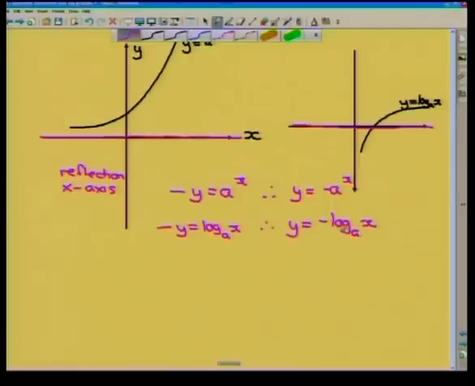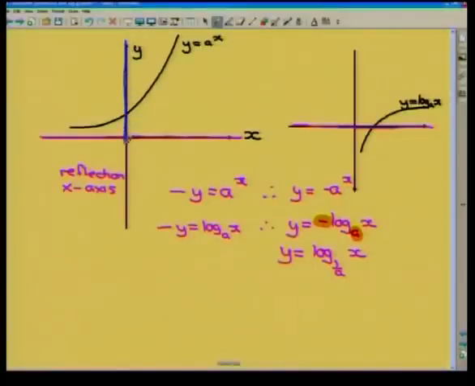And you might remember at one stage I actually did show you that a minus there can be integrated into that by doing the following. We can say it's y equals log to the base 1 over a of x. But it's not necessary to know that, it's just interesting. Right, let's look at the next symmetry.